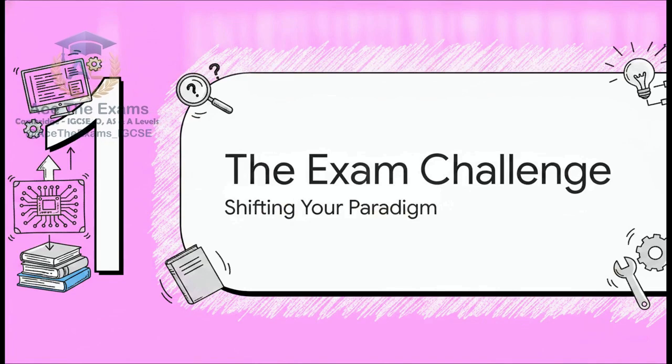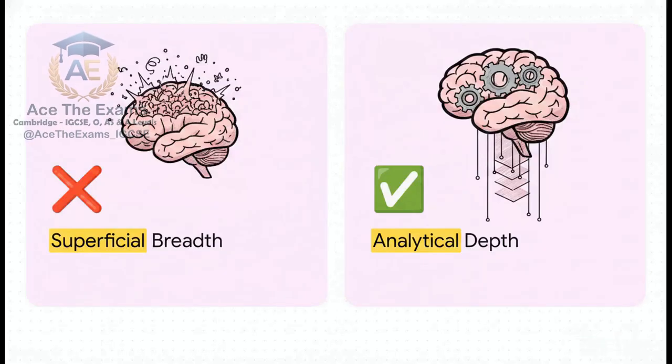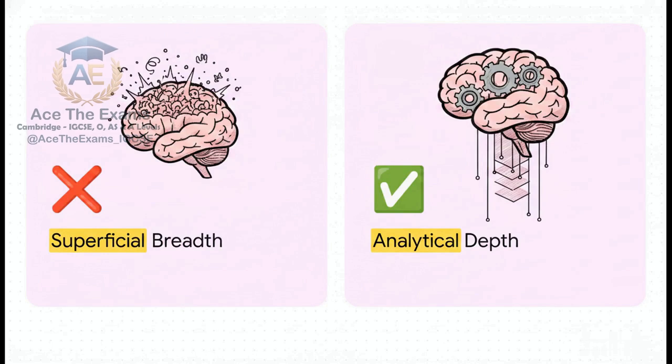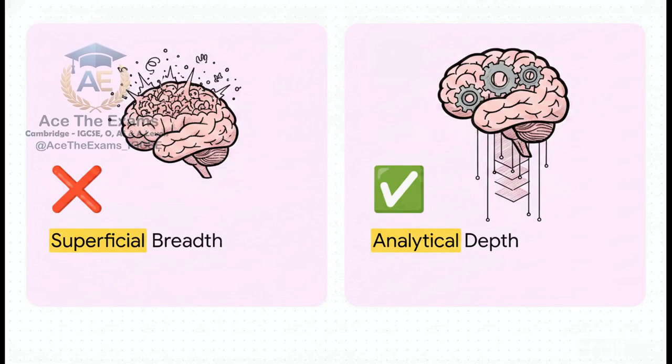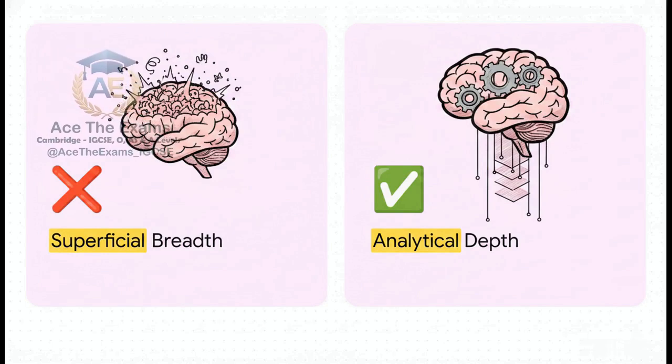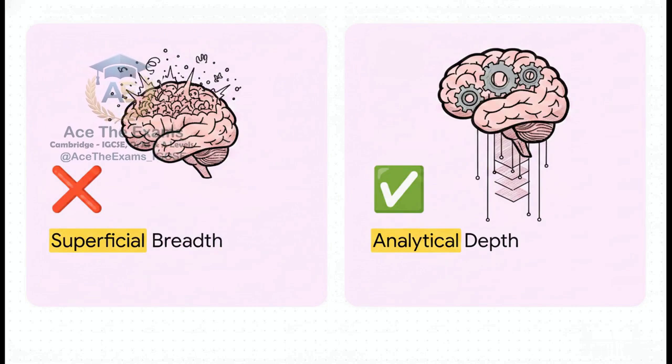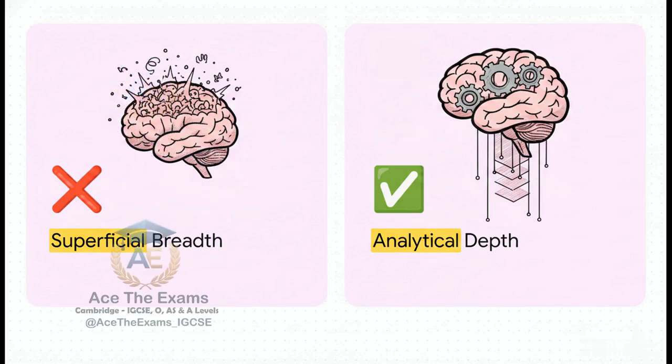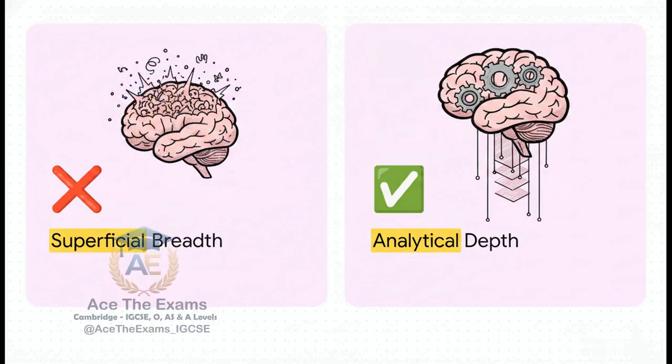It's time for a paradigm shift. So what is the absolute classic mistake students make here? It's aiming for what we call superficial breadth. Picture this. You step into the exam hall, you see a question about sensors, and you panic. You just start brain dumping every single fact you've ever learned about sensors and actuators, frantically listing definitions, and just hoping something, anything, sticks to the wall.